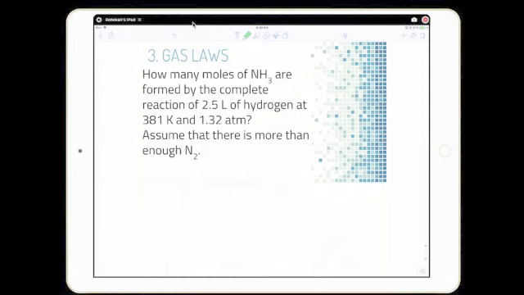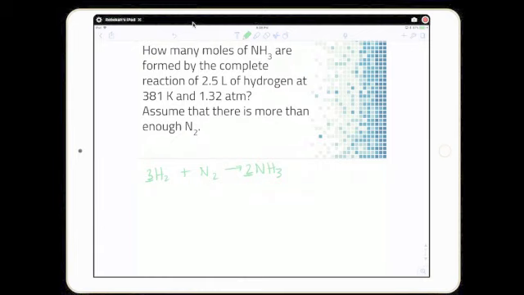The first thing I need to do is to write a chemical reaction. So they're telling me hydrogen plus nitrogen yields ammonia. I have to balance this, so a quick balance gives me this. Okay. Then I can put in some information. So I want to know how many moles of ammonia. They give me 2.5 liters of hydrogen. The hydrogen's at 381 Kelvin and 1.32 atm.